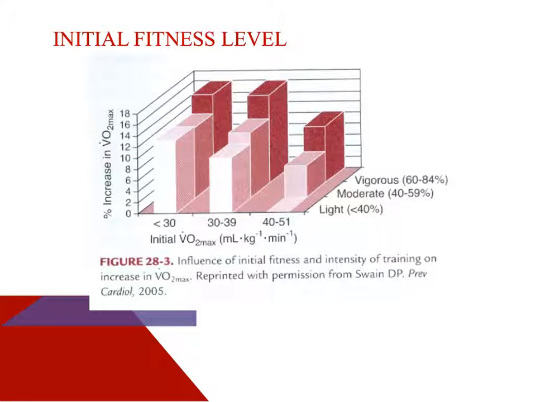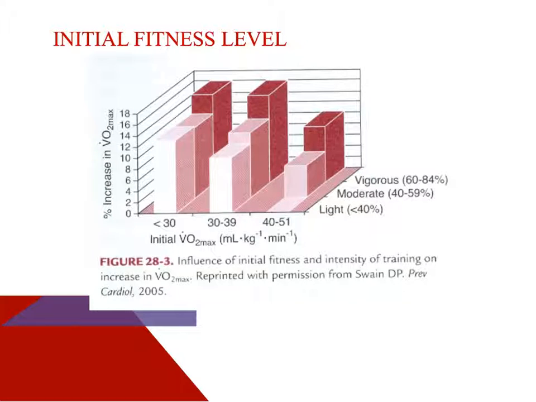If we're looking at an initial fitness level and training intensity and our ability to increase VO2 max, we notice that light intensity for those with VO2 of 40 to 51 is not going to do much for VO2 max. So we need to get over a 40% workout intensity for VO2 max.